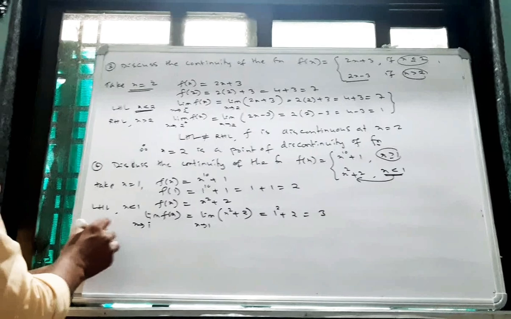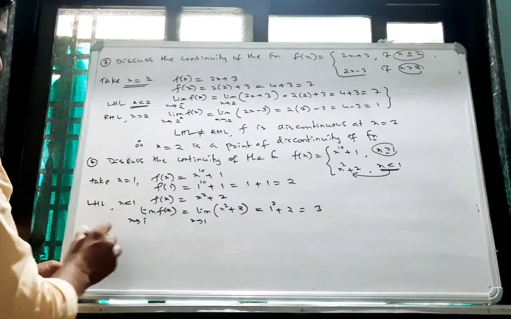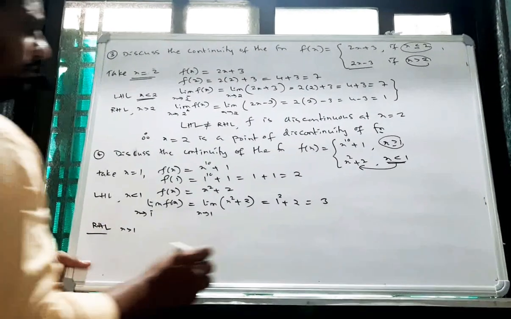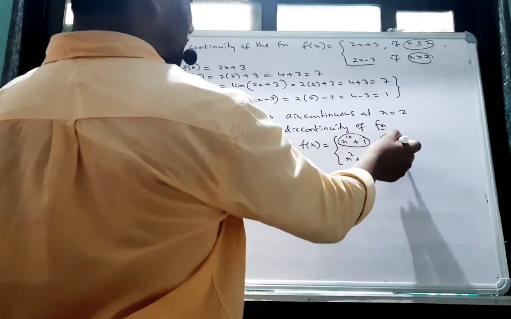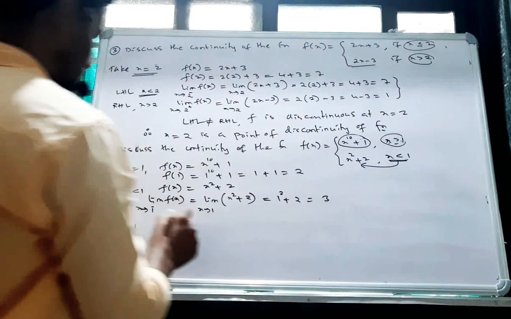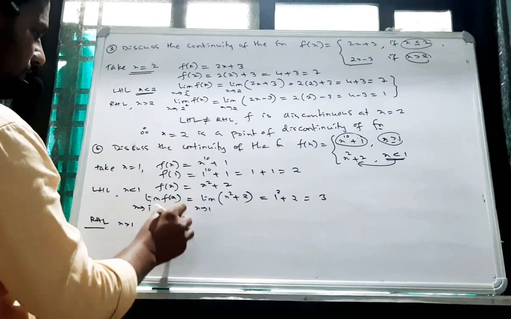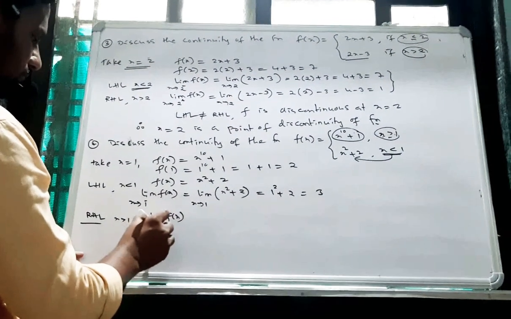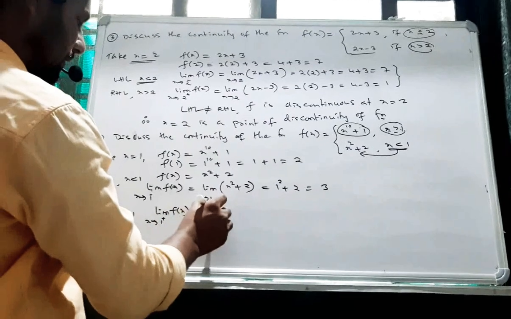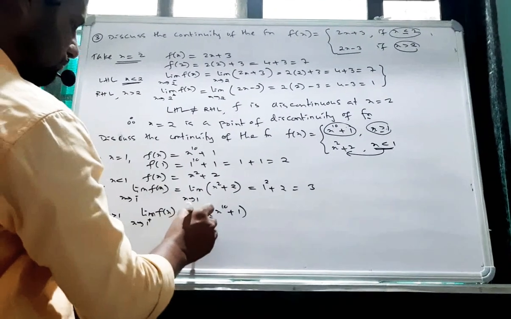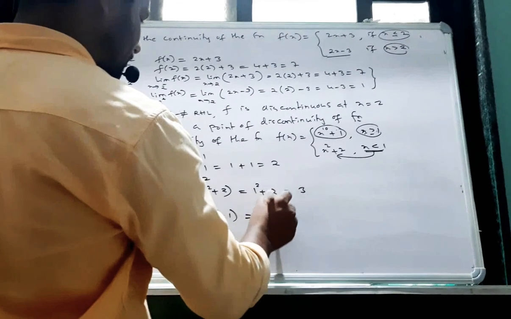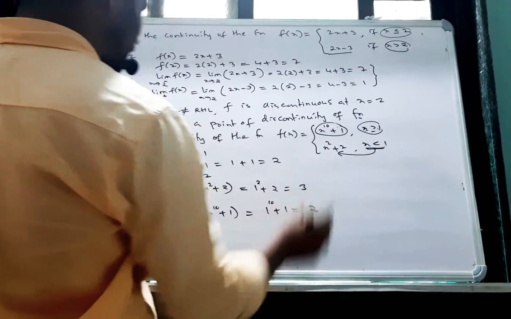Similarly, we find the RHL. RHL means when x is slightly greater than 1. For x greater than 1, f of x is given as x to the power 10 plus 1. So the limit of the function f of x when x is greater than 1 is x to the power 10 plus 1, that is 1 raised to 10 plus 1, that is equal to 2.